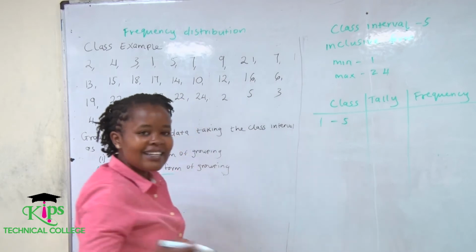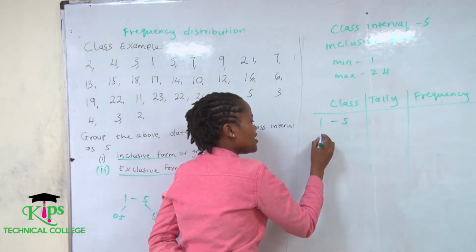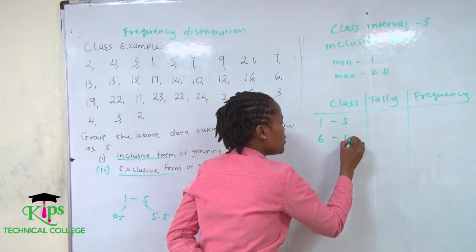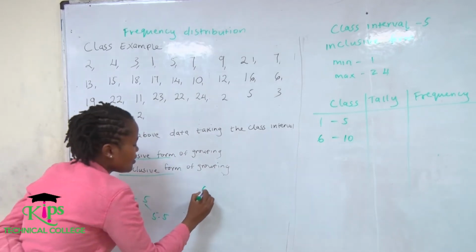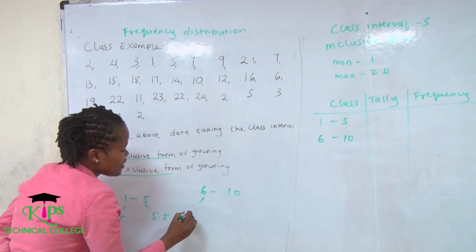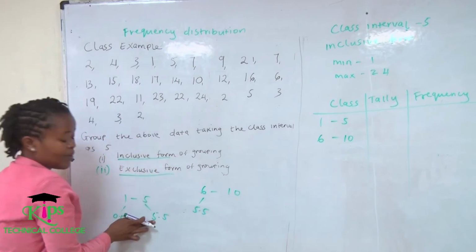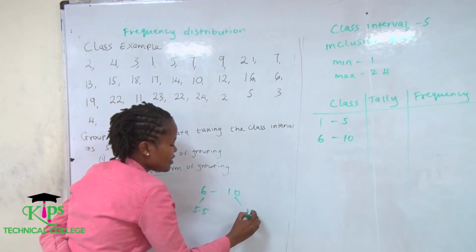And then the next class, since all the values are there up to 5, it means the next class should start from 6. So in this case, it will be 6 to 10. Let me show you. So we have 6 to 10, meaning our lower class limit here is 5.5, which was our previous upper limit. Then the upper class limit here is 10.5.